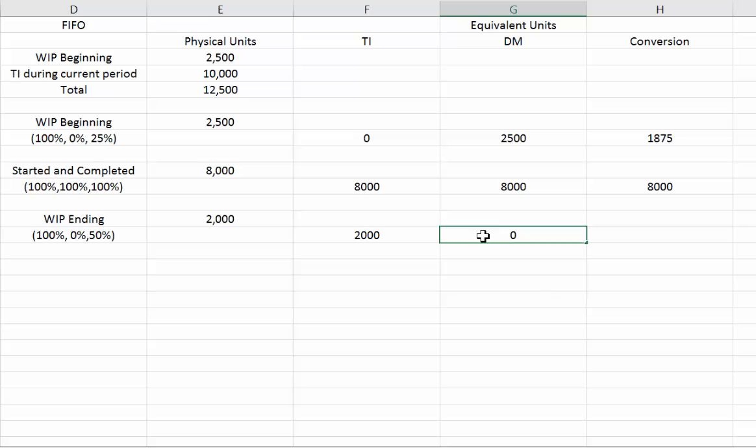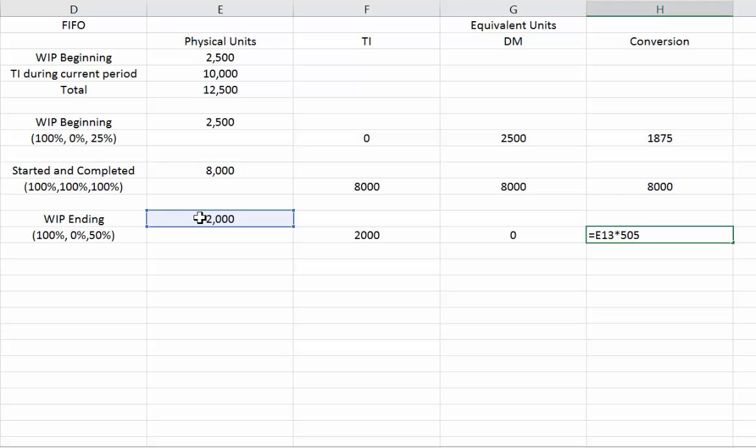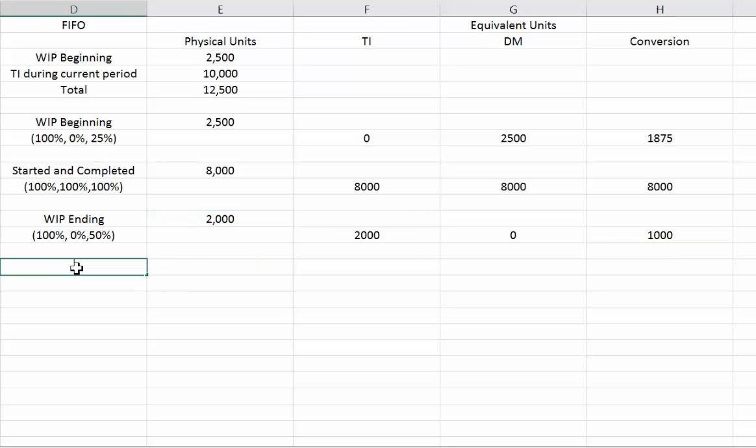For the DM, it should be 0%. For the conversion, it should be 2,000 multiplied by 50%. Okay, up to this stage. So we have 1,000 here. So now you can figure out the number of equivalent units that you have to consider under the FIFO method.